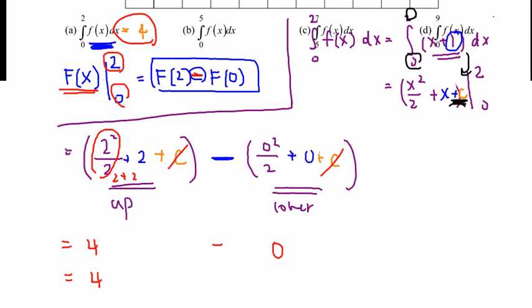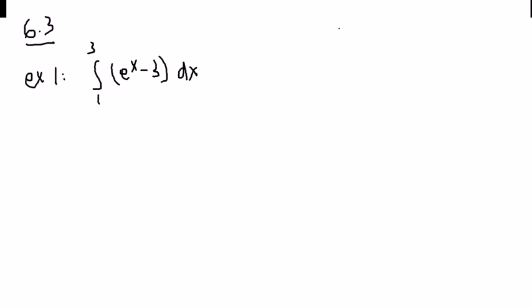Okay, so let's take a look at example 1 from 6.3. So we evaluate this thing. I don't know what the graph of this function looks like, and I don't care, because now we're going to use FTC1. FTC1 says that we're taking the antiderivative of each part. So the antiderivative of e to the x, well, that's itself. The antiderivative of minus 3 is going to be minus 3x. And now we're going to evaluate it from 1 to 3.